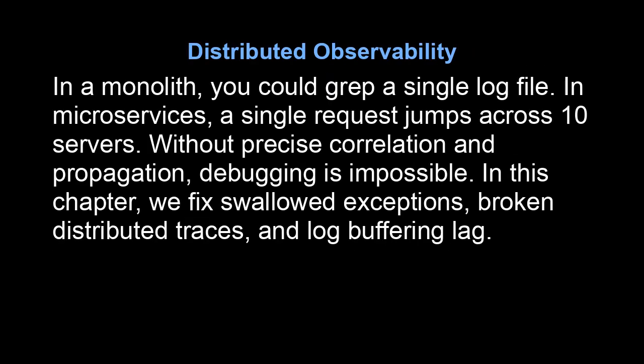Distributed observability. In a monolith, you could grep a single log file. In microservices, a single request jumps across 10 servers. Without precise correlation and propagation, debugging is impossible. In this chapter, we fix swallowed exceptions, broken distributed traces, and log buffering lag.